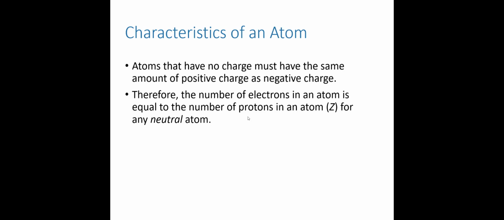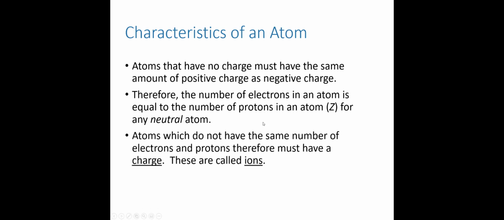So I just said a moment ago that carbon has 6 protons. So carbon should also have 6 electrons to be a neutral atom. Any atoms that do not have the same number of electrons and protons will have a charge. If the atom has more electrons than protons, it will be negatively charged. And if it has more protons, which are positive, than electrons, it will be positively charged. So whenever we have these charged atoms, we use the more specific term ions.